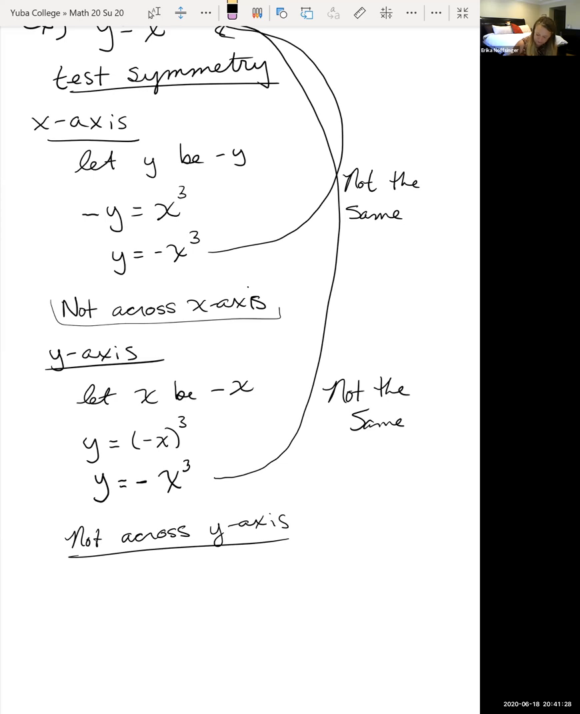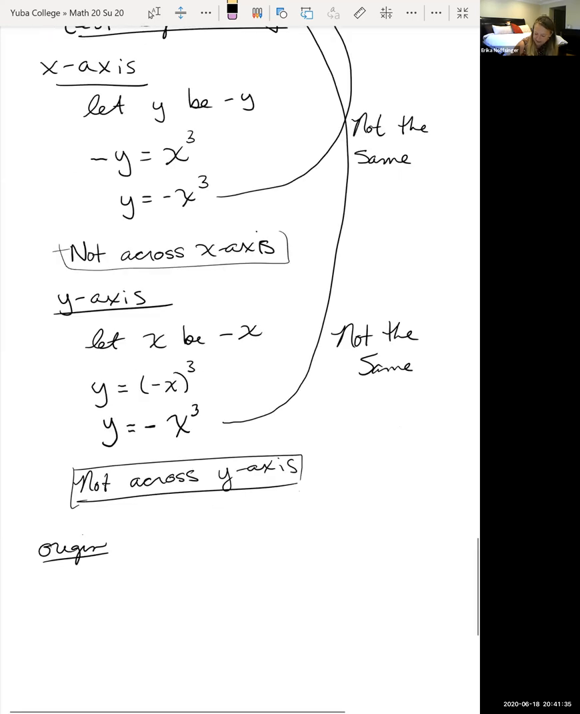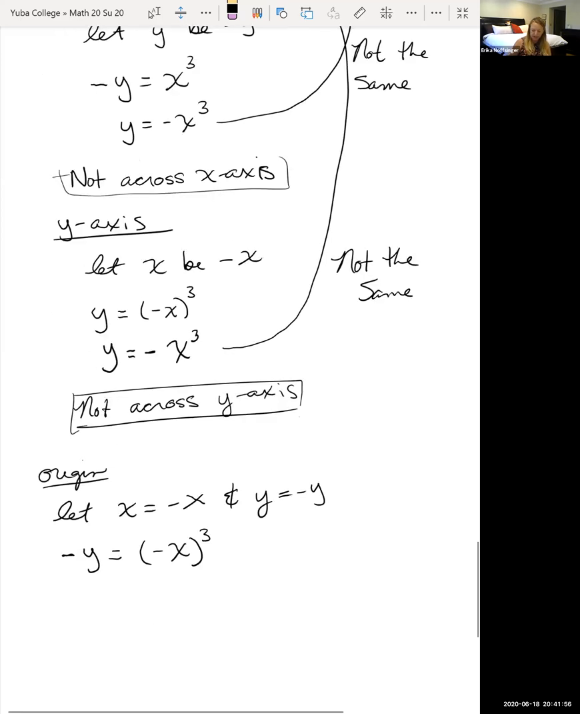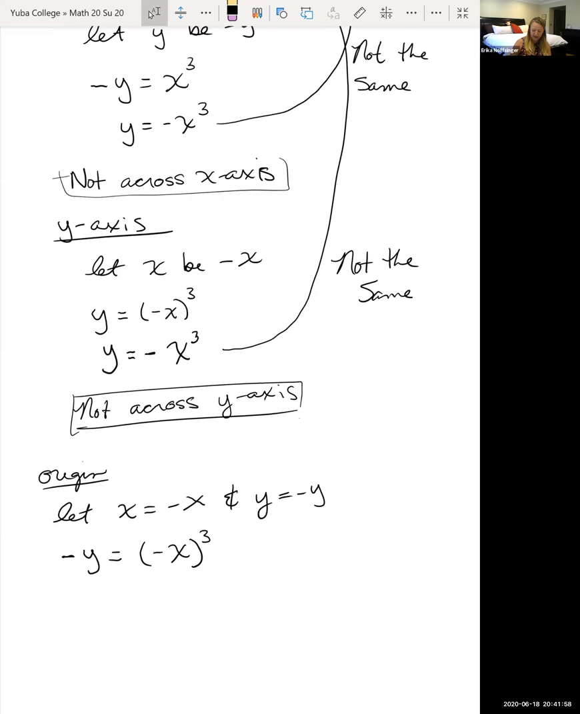So origin. So we're going to let x equal negative x and y equal negative y. So if we plug that in, we get negative y. This is equal to, I see an x there, plug in negative x quantity cubed. Well, this gives me negative y equals negative x. I can pull the negative out because I'm cubing the negative one.